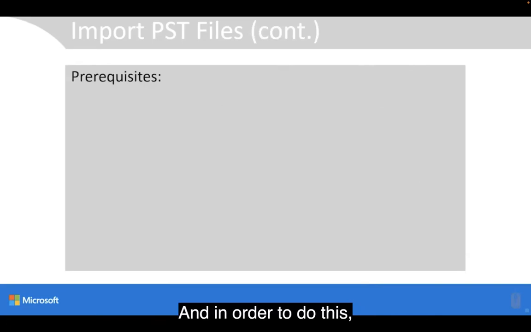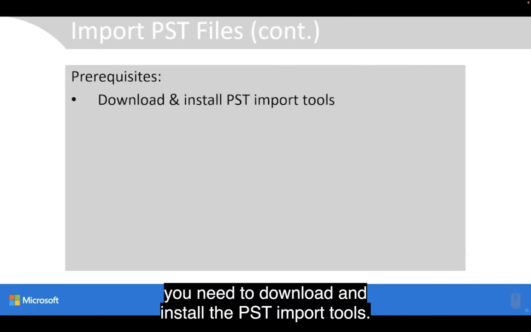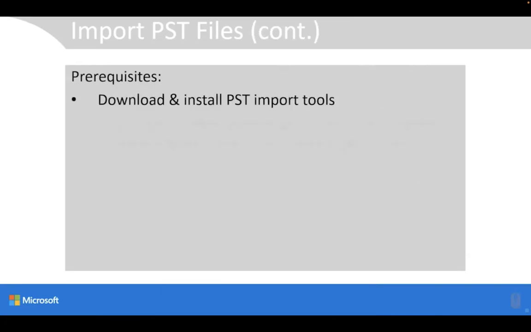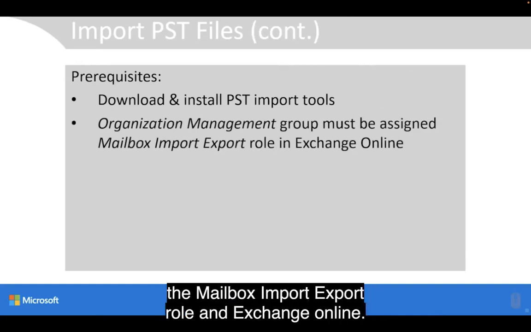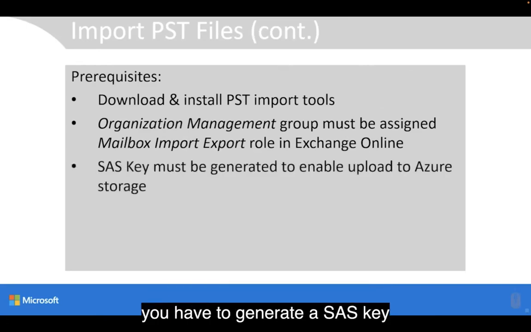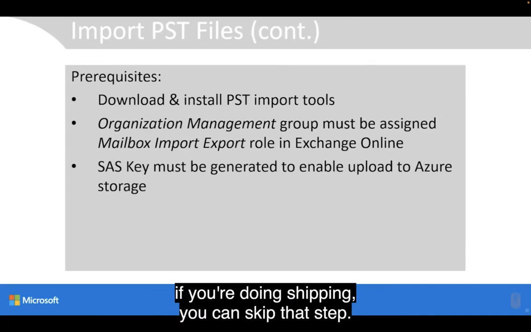And in order to do this, you need to download and install the PST import tools. The organization management group has to be assigned the mailbox import-export role in Exchange Online. And as part of the process, you have to generate a SAS key to enable upload to Azure Storage. If you're doing uploading, of course. If you're doing shipping, you can skip that step.